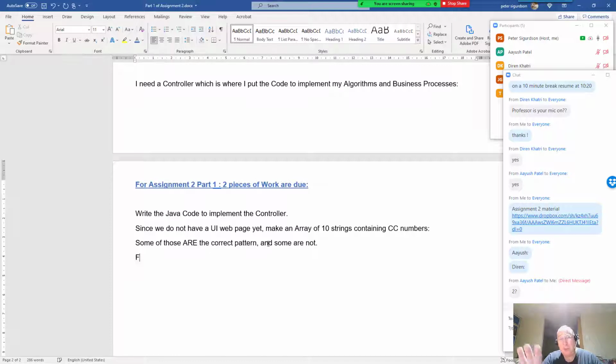So for now, just output a message. Your program should look at each string, should evaluate the pattern, and should output a correct or incorrect message. Just use system.out.println and say good or bad, you know, valid or invalid. For each input value, output like a pass or fail message.